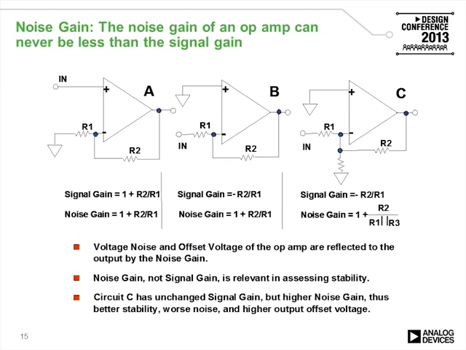The noise gain is always the gain of the non-inverting input. So you can see that the noise gain of an op-amp can never be less than the signal gain. If we compare in all these three cases, the signal gain and the noise gain may not be the same, but the noise gain is always the gain of the non-inverting amplifier.